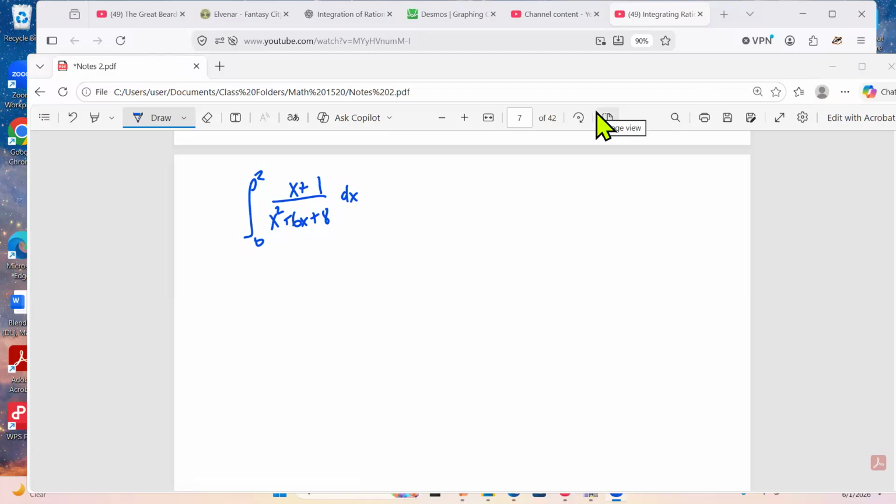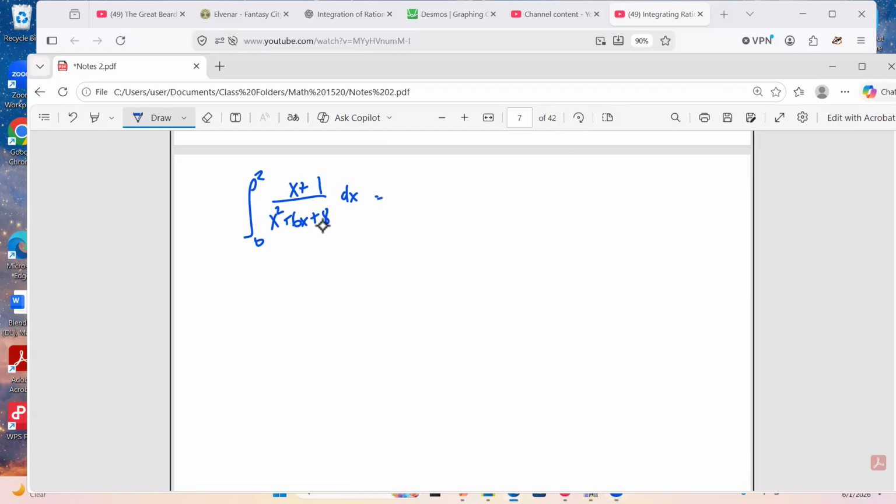All right, welcome back to Calculus 2. We are going to continue talking about integrating rational functions. What I have now is the definite integral from 0 to 2 of (x + 1) over (x² + 6x + 8). First thing we've got to do is factor this bottom here.